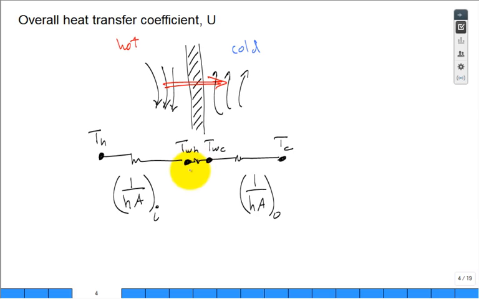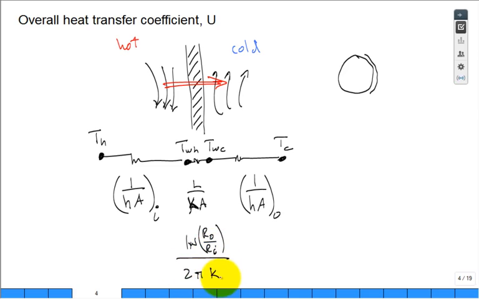If it's just a flat plate, it would be some L over Ka. But this is a blow up of a section of a round tube, right? If you're going through this round tube, that resistance would be something more like the natural log of R outer over R inner, those 2 radii. I think the book uses lowercase r, but you follow the 2 radii, outer over inner, divided by 2 pi thermal conductivity of the material, and then that length into the paper, into the 3rd dimension.